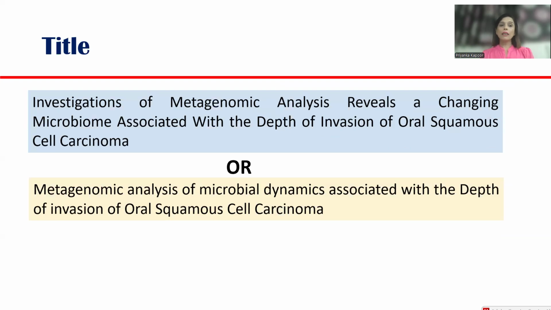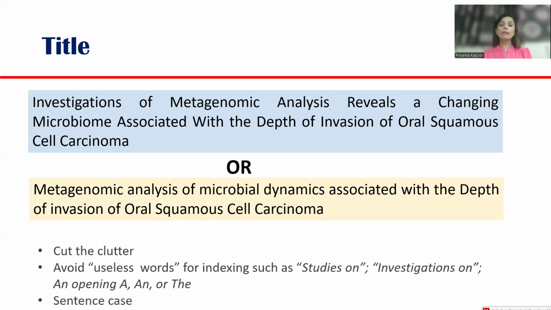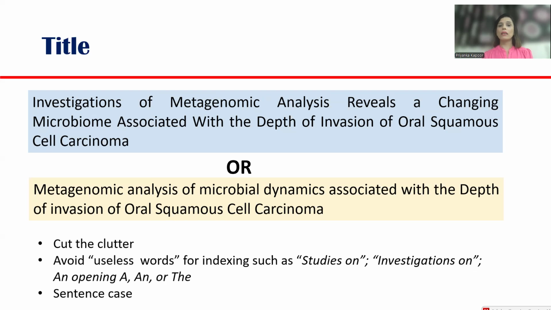Again, as I said, if you are writing, investigations of metagenomic analysis reveals a changing microbiome, you're writing so many words. Now, if you want to cut it short, just cut the clutter. Remove all the extra words: investigations of, evaluation of, everything you cut. Just come straight to the point: metagenomic analysis of microbial dynamics associated with oral squamous cell carcinoma. Depth of invasion, you don't need to write all that. Cut the clutter. Studies on, investigations on, you don't need that in the title, and you should use abbreviations minimally. And you should always write in sentence case.